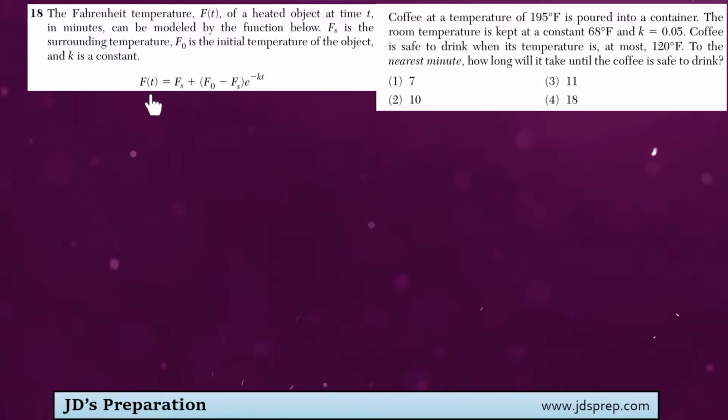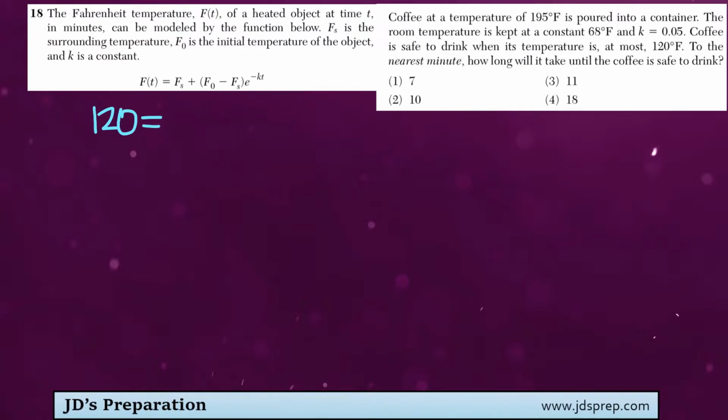So f of t would represent the final temperature, the temperature we're wanting to get it to. So the question is, when is it safe to drink? Well, it tells us it's safe to drink when the temperature is at 120 degrees Fahrenheit. So that's what our f of t is going to be equal to, 120.